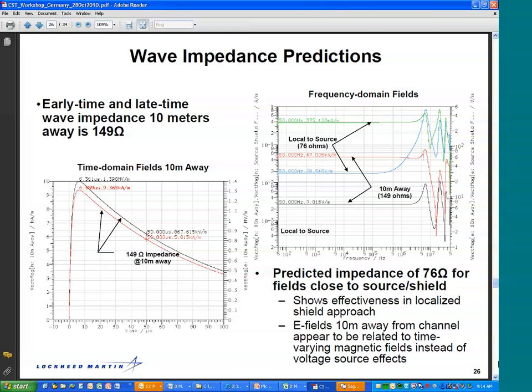I'm not showing that in this graph, but if you did not have that local shield, E would be dominating and higher than the H field to an extent where it would be hundreds of ohms, much higher than free space.